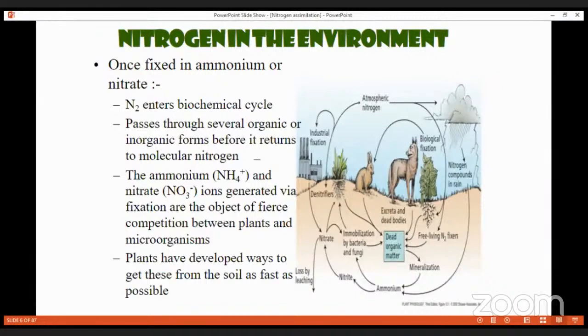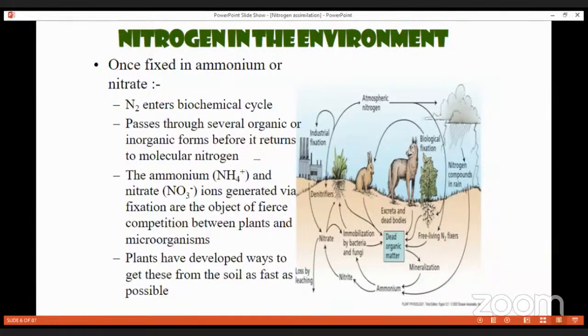Once fixed in ammonium or nitrate form, the nitrogen can now enter the biogeochemical cycle. So the biochemistry of nitrogen starts after it is fixed into the ammonium form. After fixing into the ammonium form, it passes through several organic and inorganic forms before it can return to the original molecular nitrogen by the denitrification process.